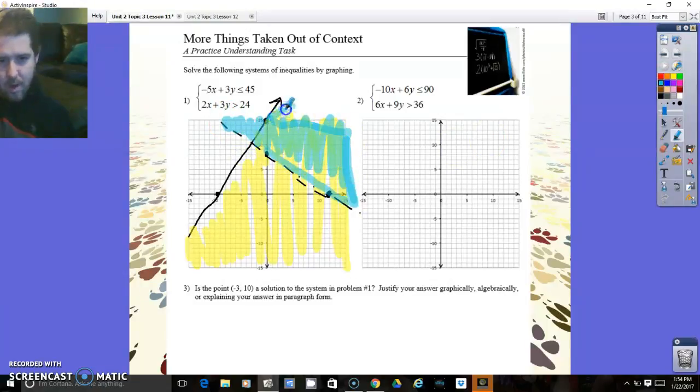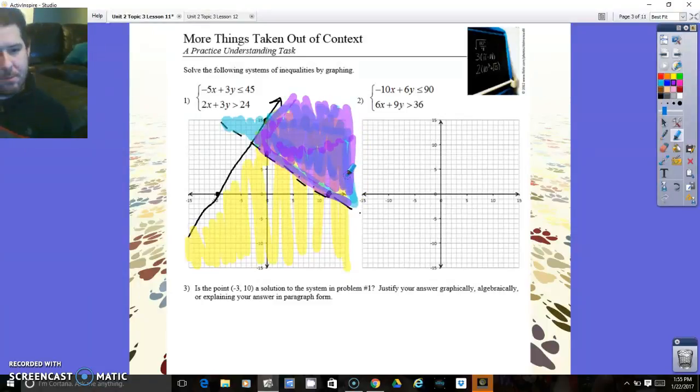All right, so where do the two colors, yellow and blue, intersect? I'm going to make that purple. This is the answer. Everything in this section should meet both of the constraints. Would be both of the answers.